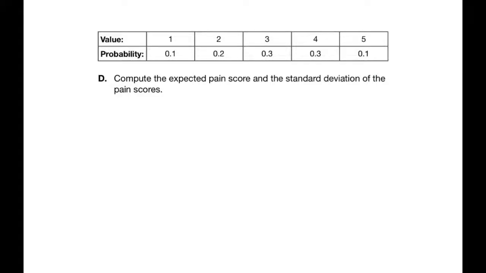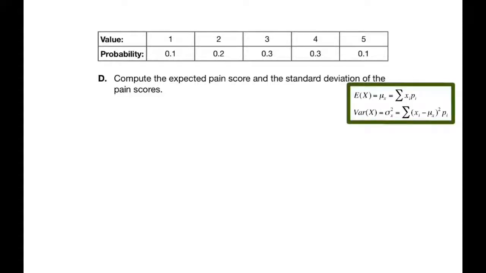Next, compute the expected pain score and the standard deviation of the pain scores. In order to do this, I need a formula or two. And on our AP statistics formula sheet, if you're taking AP stats, we have these two formulas. We have the expected value of x and the variance of x. Additionally, we need to know about the standard deviation of x. We need to know that it's the square root of the variance of x.